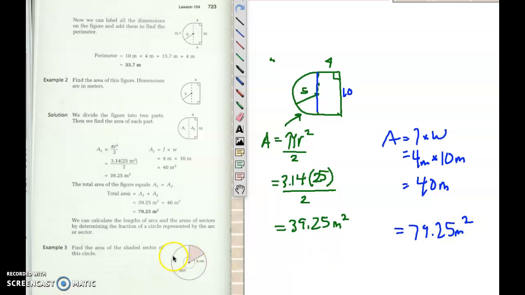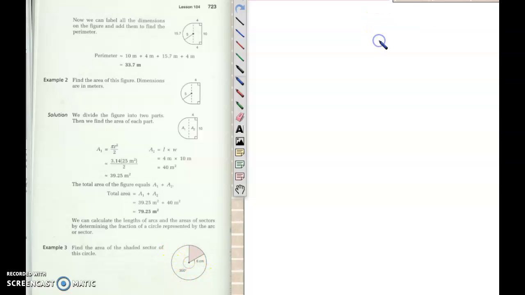All right, let's look at example 3. It says find the area of the shaded sector of this circle. So notice we have a circle right here, and we have a chunk of it missing. So we want to find the area of this piece of the circle. Actually, I'm going to draw it first. Got a circle like this. We have a radius of 6 centimeters. And we have 300 degrees of the circle.